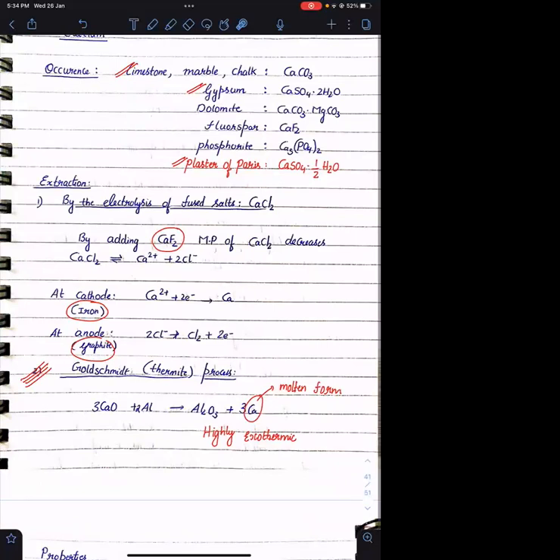calcium again being जो group members again being highly electropositive, they cannot be extracted using normal metallurgical methods. Normal metallurgical methods मतलब क्या है? Reduction using either carbon or carbon monoxide. The other method is whenever I place any metal in the solution of the salt, that metal will be replaced as ions.